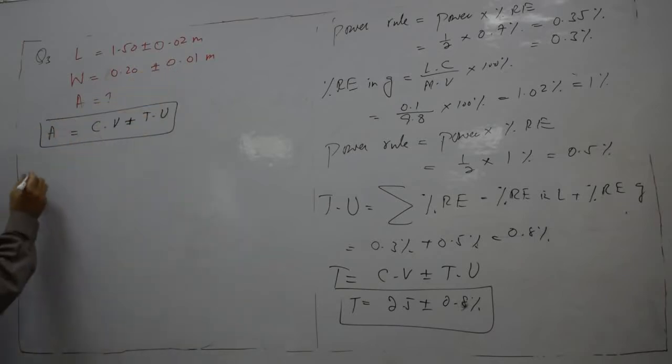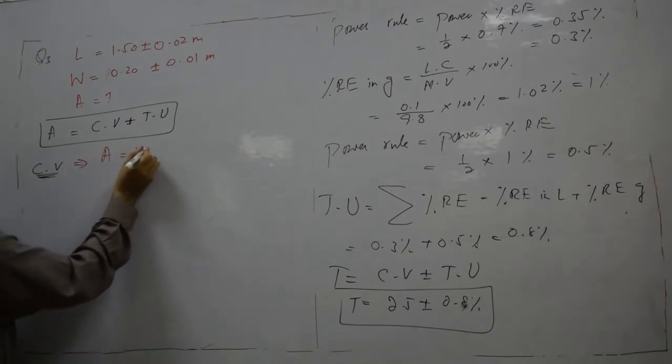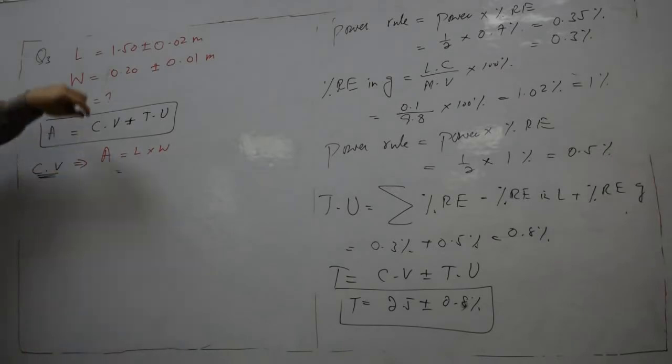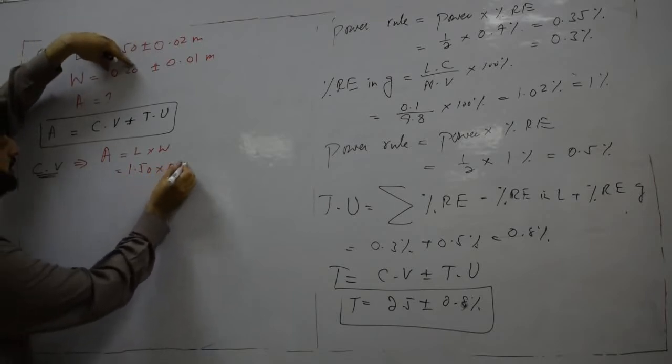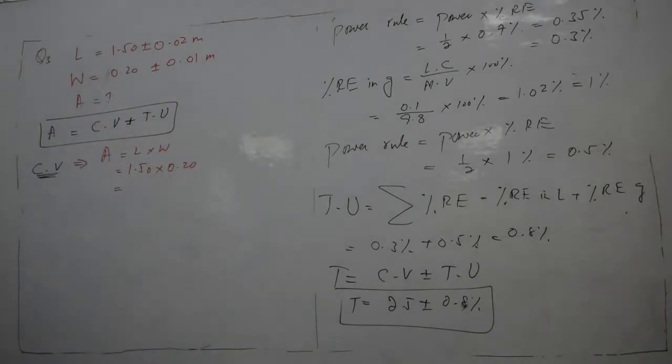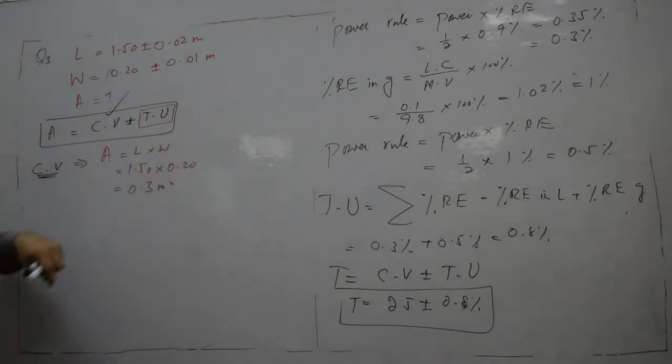Okay, the question is how to find the calculated value for area. The answer is by the original formula of the area. What is the original formula? Length cross width. Okay, so what is the measured value of length? We know that is given: 1.50 multiplied by 0.20. Okay, so the answer for the calculated area is 0.3 meter square. That is the calculated value of the area. So half of the answer is known. Now we have to calculate the total uncertainty for area.